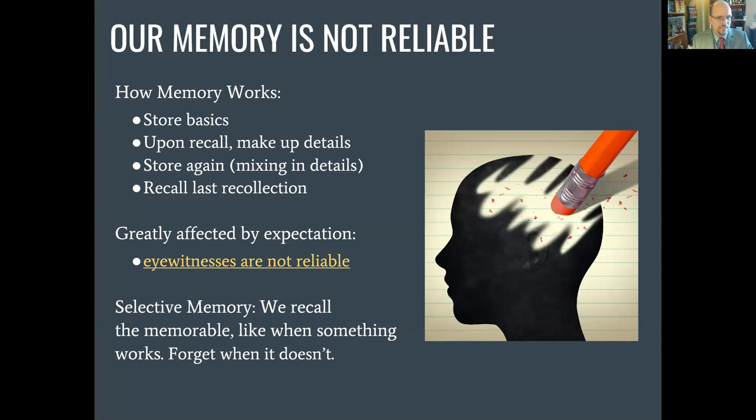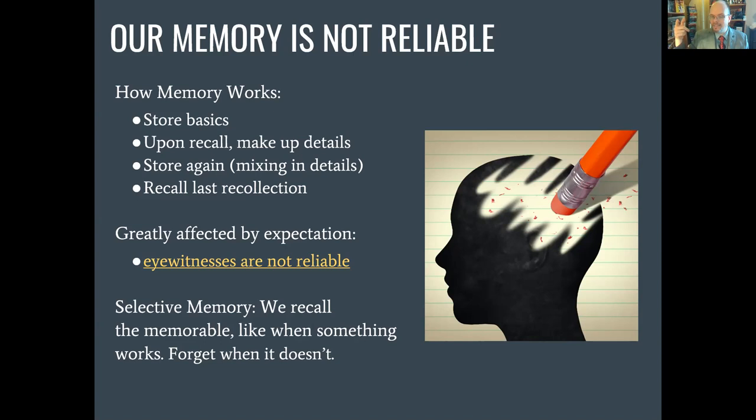The way memory works is that when something happens, we store the basics but leave the details out. Upon recall, we pull back up those basics, but we make up some details to fill in with what makes sense. And then we store it again. But sometimes those details that we made up can get mixed in there.